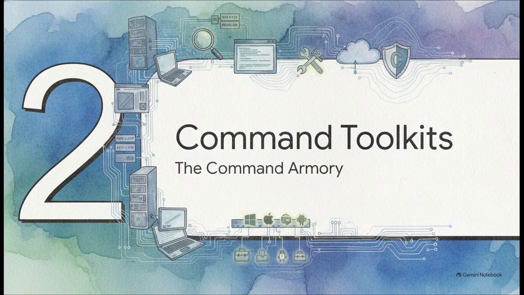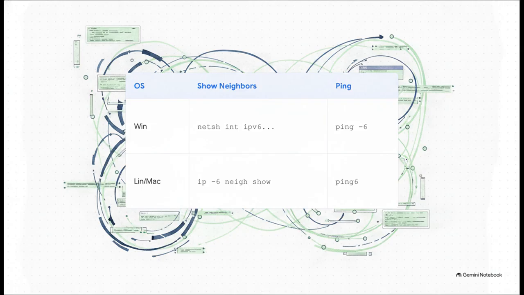Moving right along to Section 2, Essential OS Command Toolkits, the Command Armory. To actually execute on this new mental model we just talked about, we need to map our diagnostic commands across the major operating systems. Now, what's really interesting about this slide is the critical shift right at the command line level. Notice how we're using netsh interface ipv6 show neighbors in Windows, and ip -6 neigh show in Linux or macOS.